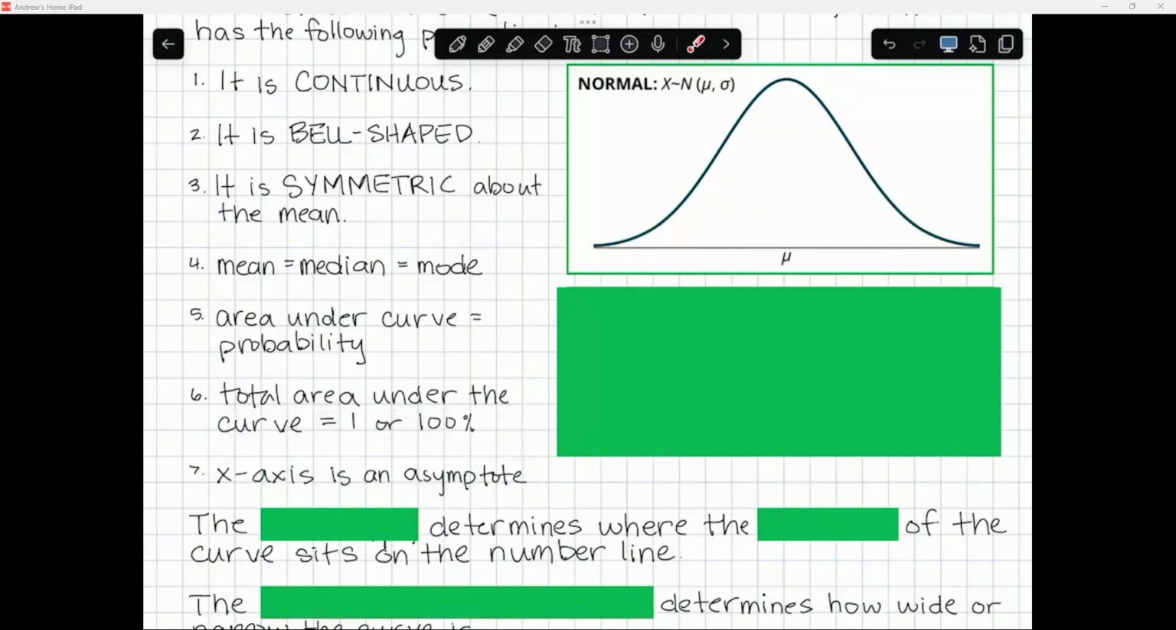And the last is that the x-axis forms an asymptote. And what that means is that these tails keep going off the graph forever and ever, right off the screen. And the graph gets closer to the x-axis, but it never quite touches. It goes to infinity in both directions. That should make us a little uncomfortable because we just said that the area under that curve is finite. It's fixed at 100%, but the graph keeps going forever.